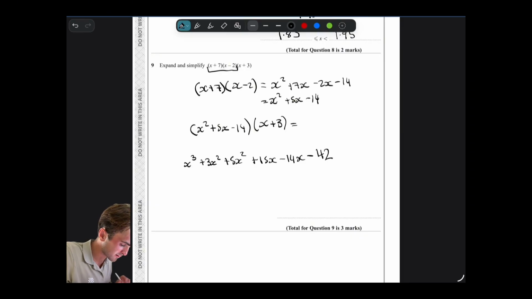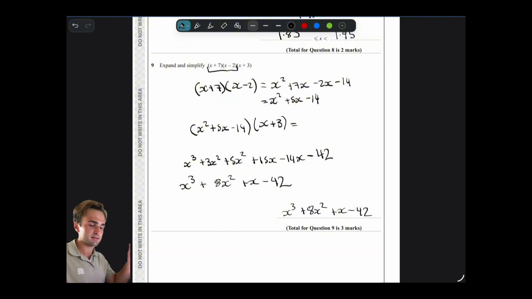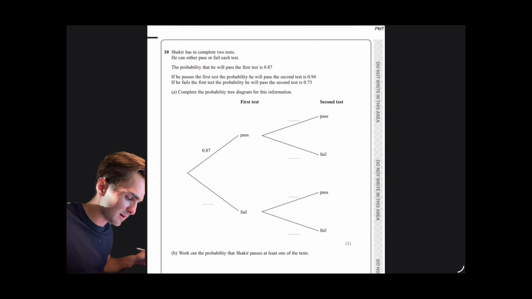Make sure the maths is correct. So this simplifies to x cubed plus the x squared terms, plus the x terms, minus our constant, our non-x term. So our final answer is x cubed plus 8x squared plus x minus 42. Done and dusted.